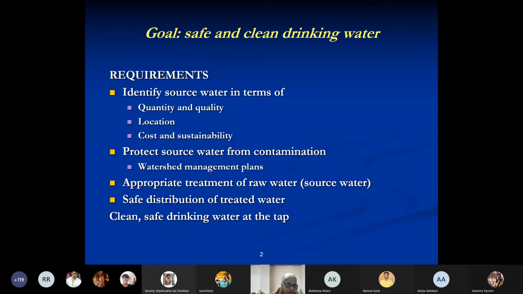Then we come to appropriate level of treatment. We have drinking water standards, which tell us that these standards have to be met. And if the source water in its natural state is not meeting those standards, then we have to provide treatment. So appropriate treatment of the raw water or the source water is essential.